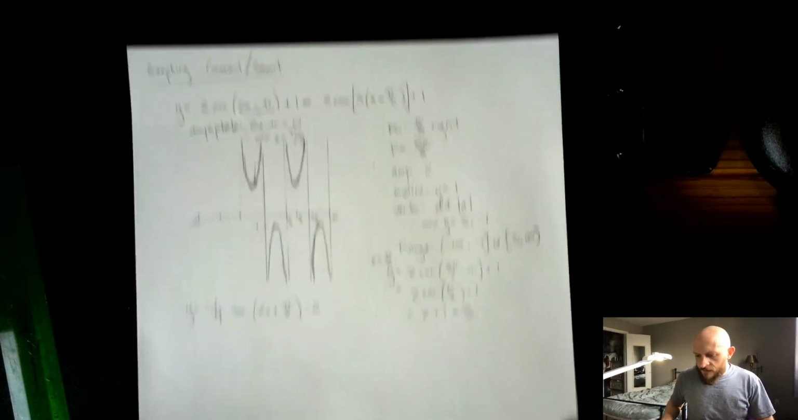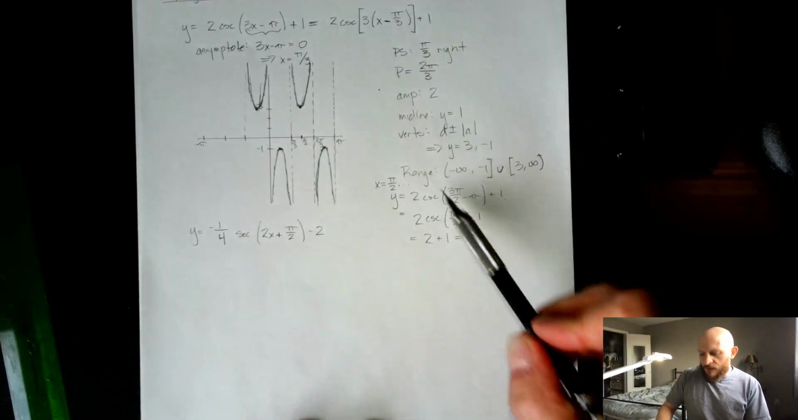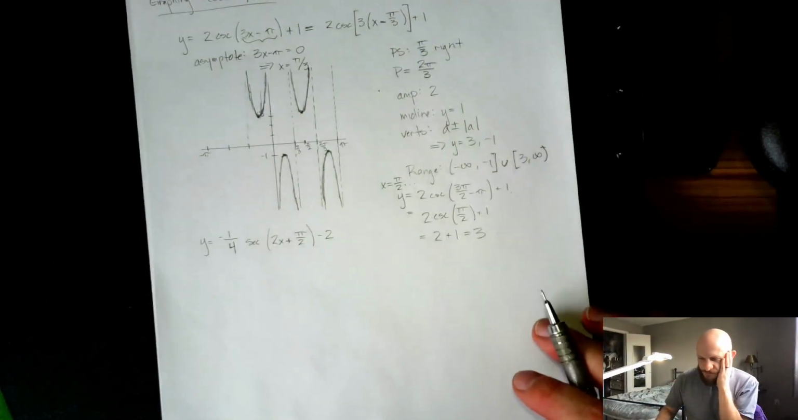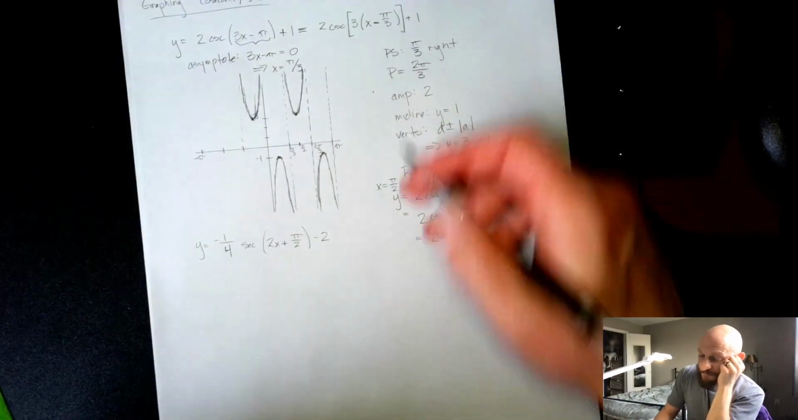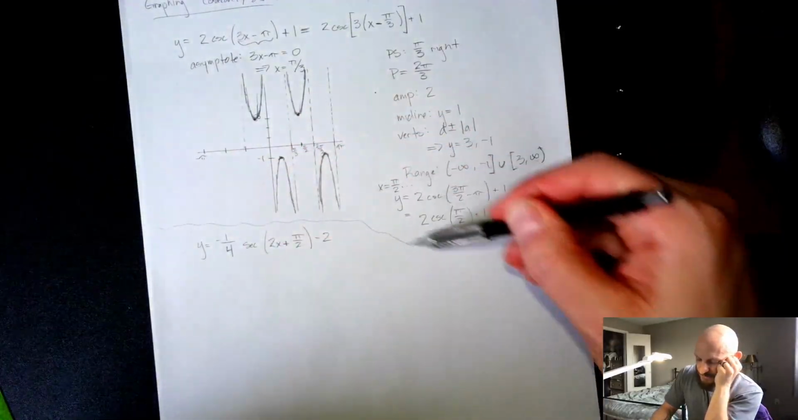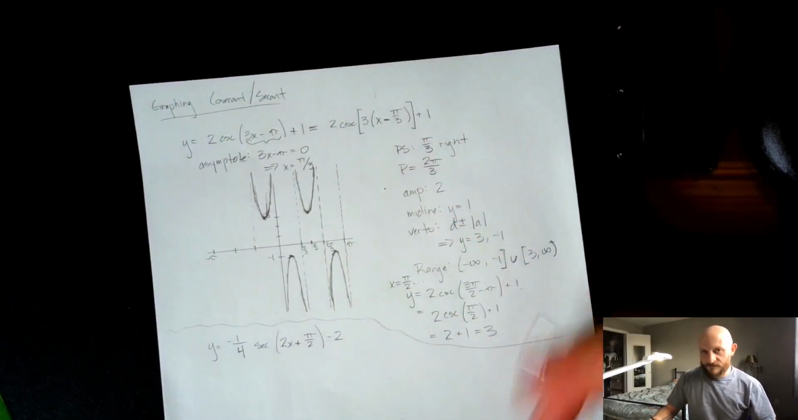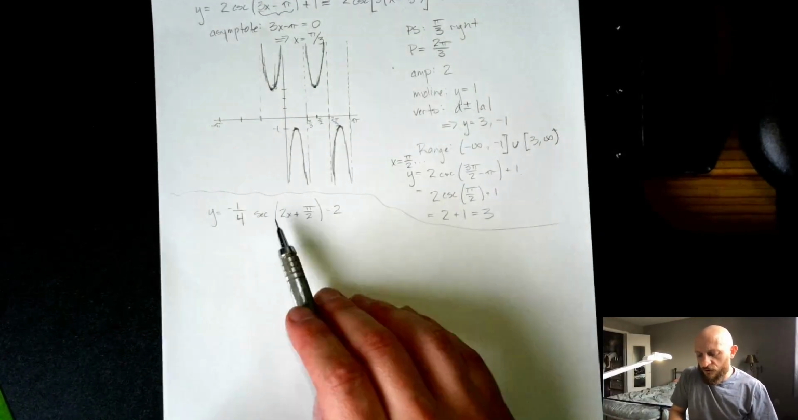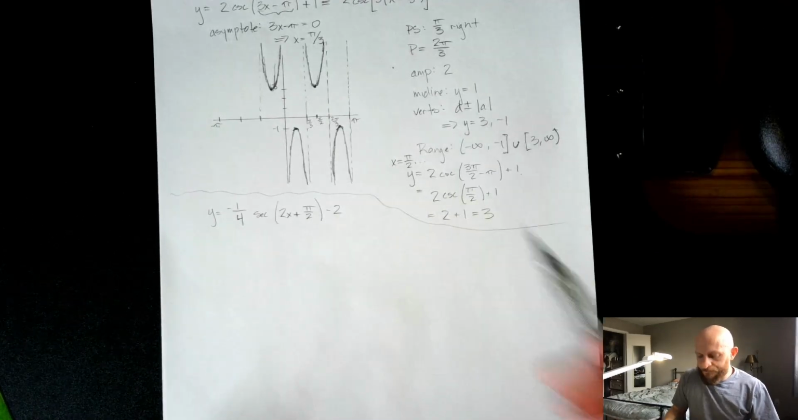Let's try another one. And this time around, I'm just going to jump straight into graphing it. I'm going to write out a couple of these pieces, but not all of them. One thing that I will write out, even though I don't use it, is the phase shift, because I think it's really common for people to make a mistake when they're asked what the phase shift is. So the equation is -1/4 secant of (2x plus pi over 2), minus 2.